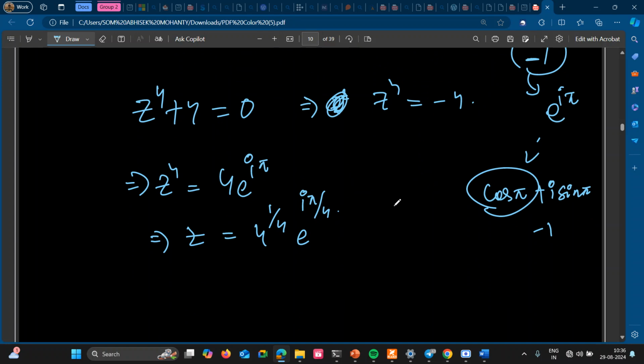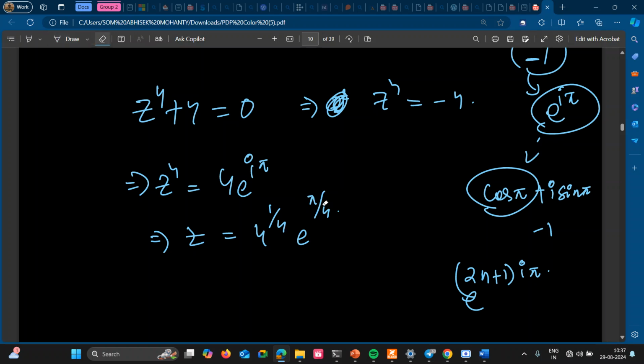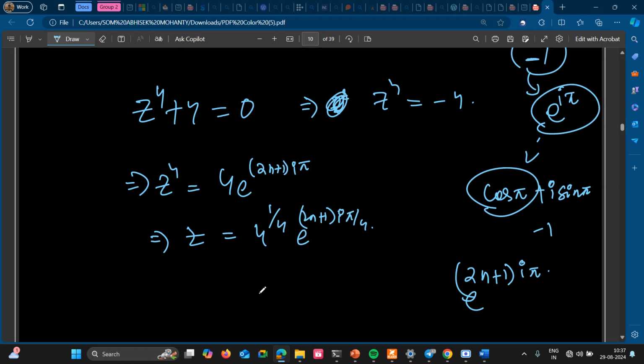Otherwise, okay, my bad. We have to write it in general terms. We have to write e to the power i (2n plus 1) pi, because this is an odd number, and an odd number in general we write as 2n plus 1. So z is 4 to the power 1 by 4 e to the power i (2n plus 1) pi by 4. Okay, where n starts from 0, 1, 2.